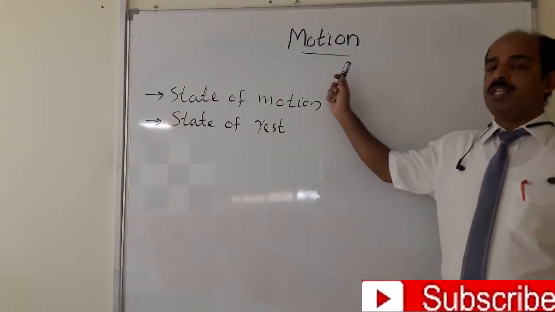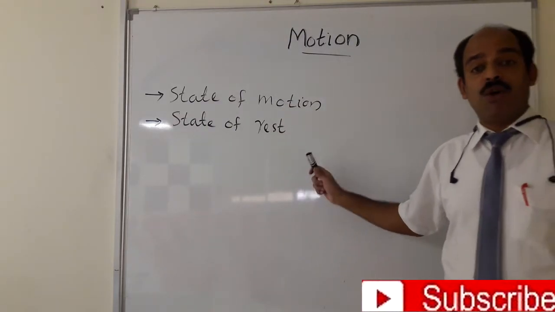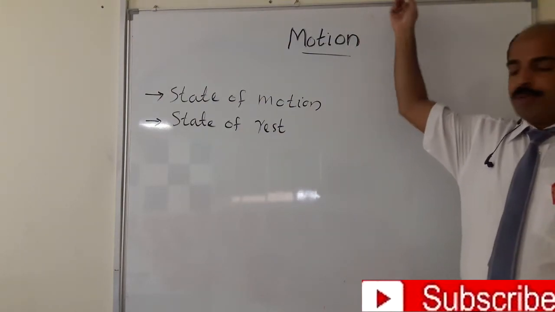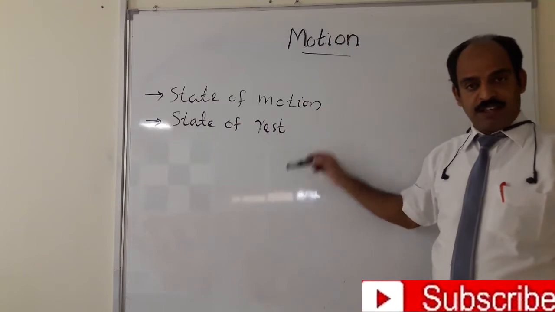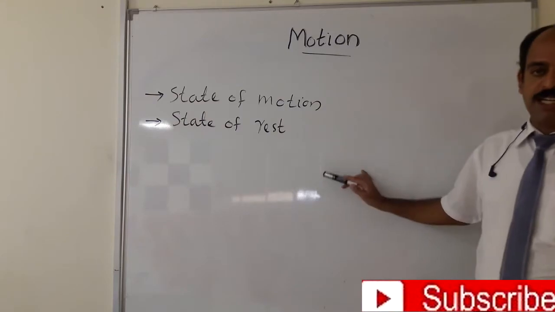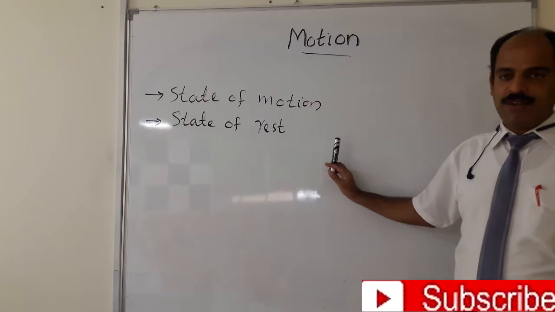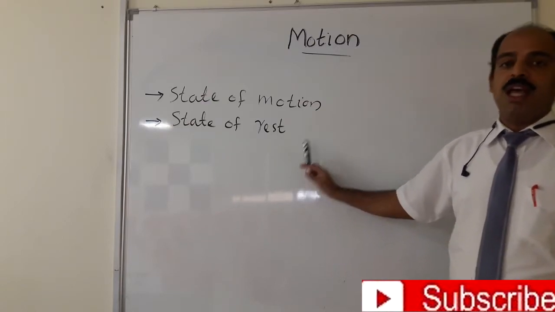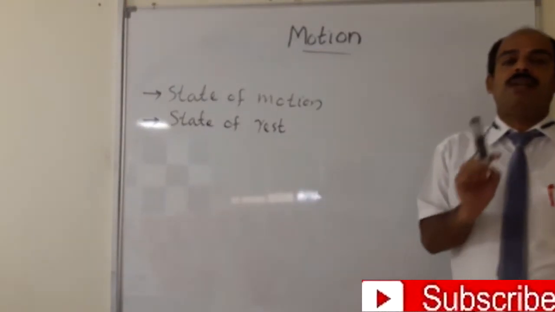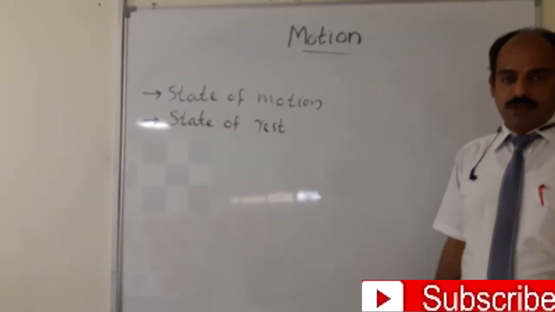Example, see this whiteboard. The position of the board is not changing with respect to the wall, right? Because the whiteboard was here yesterday, now also here, the position is not changing, right? So we can say that the whiteboard is in a state of rest. So state of rest means if the position of an object does not change with respect to a fixed point, then the object is said to be in a state of rest.